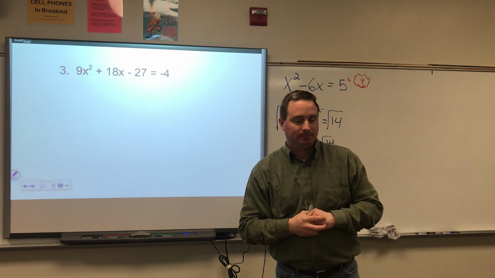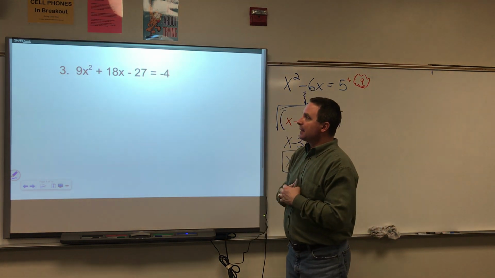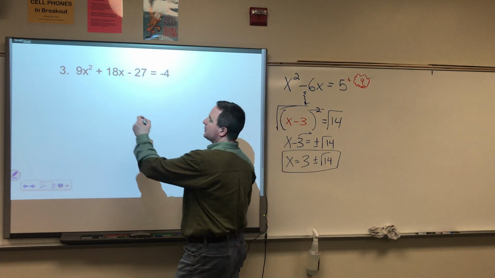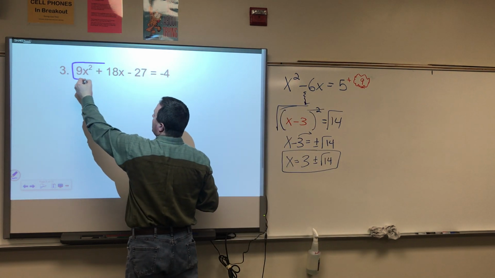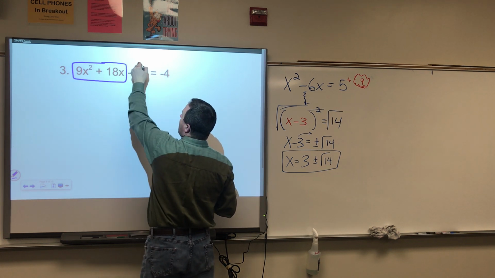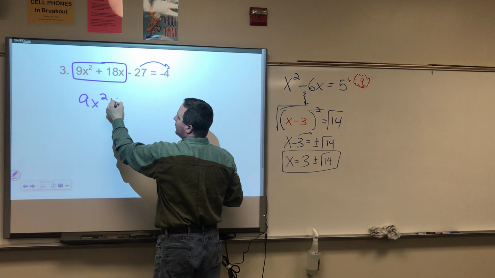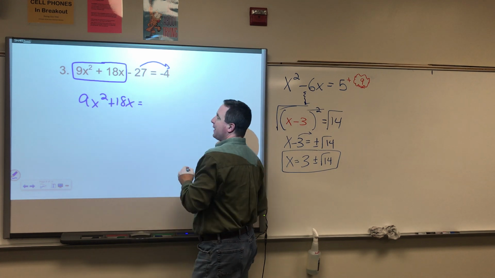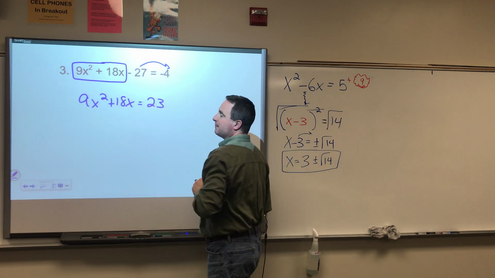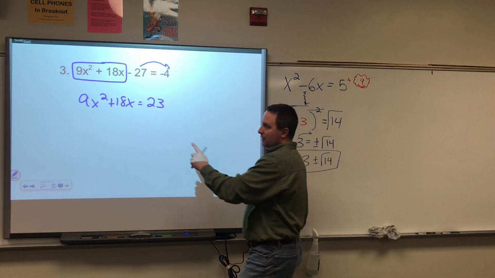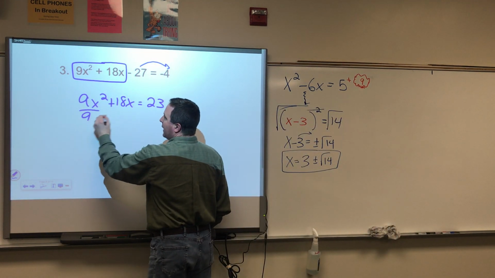Let's try this one. Okay, it looks a little bit bigger and fancier. Oh man. Okay, well let's try this. Here are my x's. I'm going to add 27. So 9x squared plus 18x, and if I add 27 there, I get 23. Okay. I have to get rid of the 9, so I'm going to divide by 9.